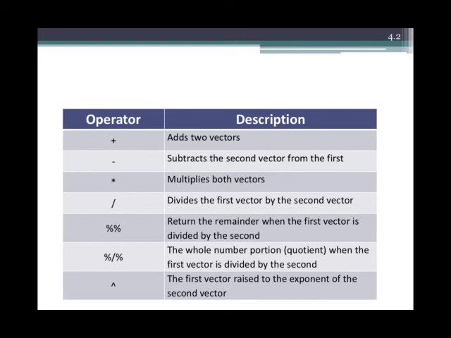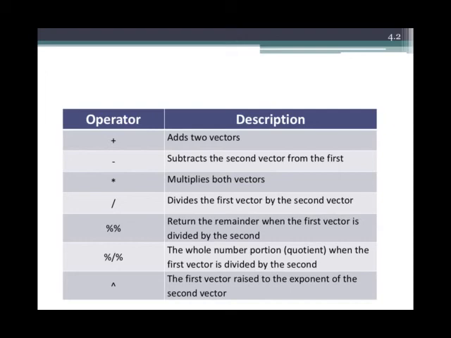The two percent symbols close together return the remainder when the first vector is divided by the second. It's similar to the modulus which you use in maths, the remainder part. The %/% is the whole number portion when the first vector is divided by the second. So when you divide, let's say we divide 5 by 2, we'll get 2 as the whole number portion.